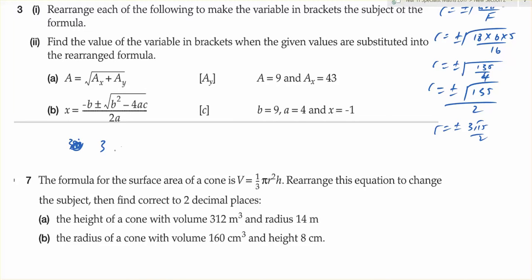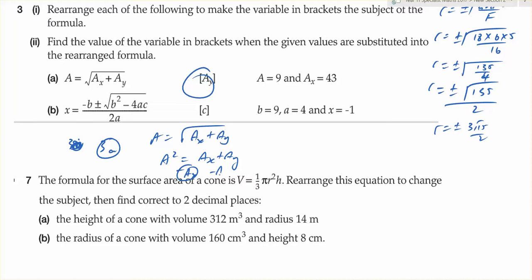Part A. Rearrange this formula to make AY the subject. So A equals the square root of AX plus AY. I can square both sides to get rid of the square root sign. A squared equals AX plus AY. I can subtract AX from both sides. So I'm left with A squared minus AX equals AY, which is what we wanted.